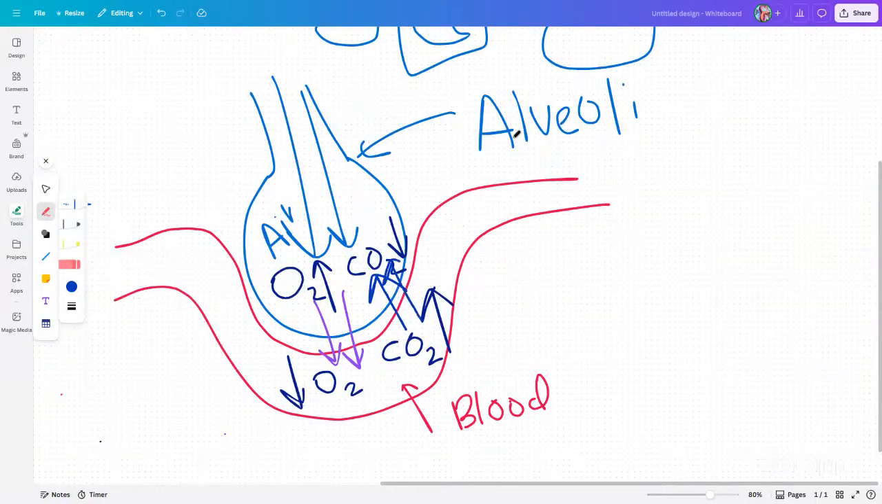So you can see, right? Oxygen moves in to the blood capillaries, while carbon dioxide is going to be moving out of the blood capillary. So oxygen moves in and carbon dioxide moves out. So this is the second stage that is going to be between the alveoli as well as the blood capillary.